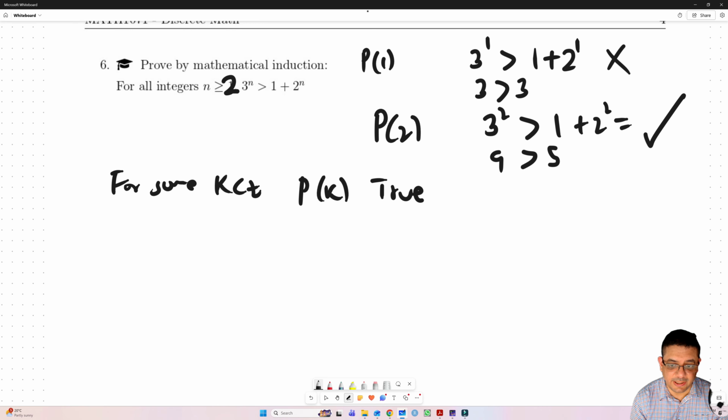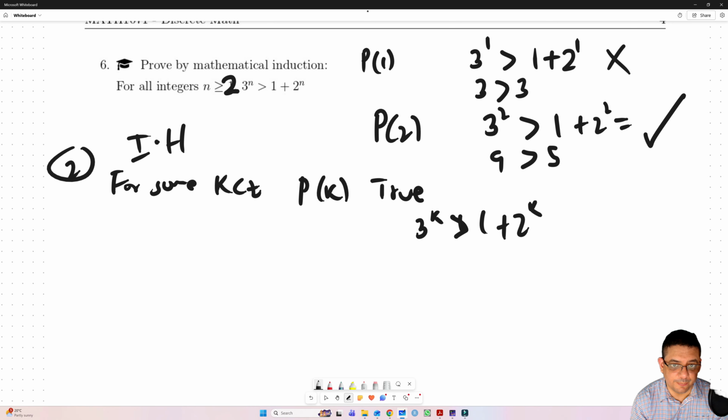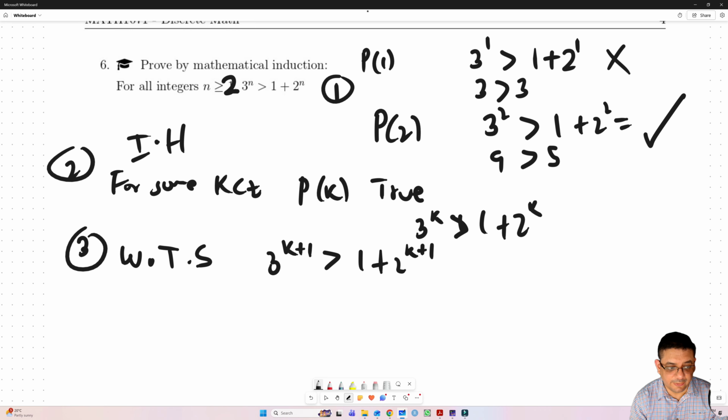So this means that 3 to the k is bigger than 1 plus 2 to the k. And this is what we call our induction hypothesis. This is our step 2. This is step 1, step 2. Step number 3 is to state what we want to show. So we want to show that 3 to the k plus 1 is bigger than 1 plus 2 to the k plus 1. And step number 4 is prove it.